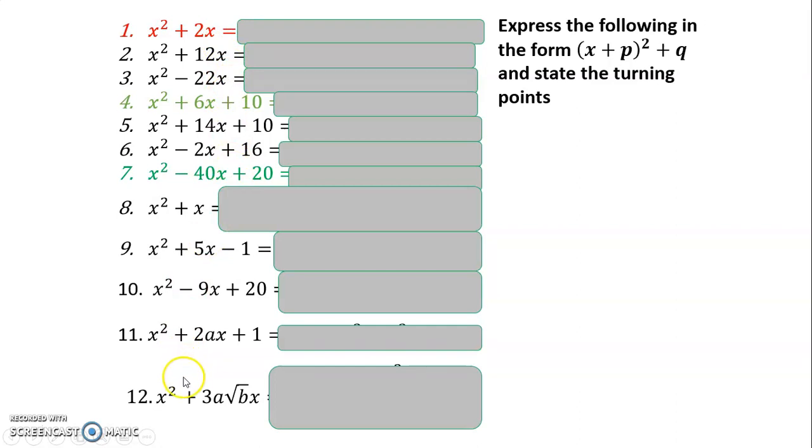Now, some of these get really, really tricky because they start to generalize. You can have a go at those, but you will find them really difficult. So these are extension. So pause the video here and have a go at these questions.